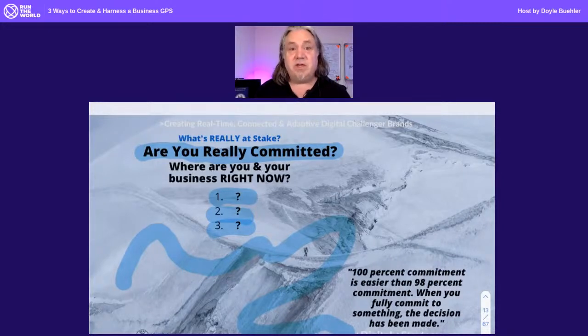So we need to be able to commit to what's going on. 100% commitment is easier than 98% commitment. When you fully commit to something, the decision has been made. This is business stuff, right? But unfortunately, a lot of times, especially in digital, I see this every single day, we're stuck in these ruts and we're not prepared to make that leap outside of that rut.